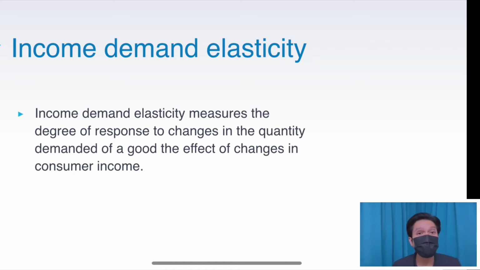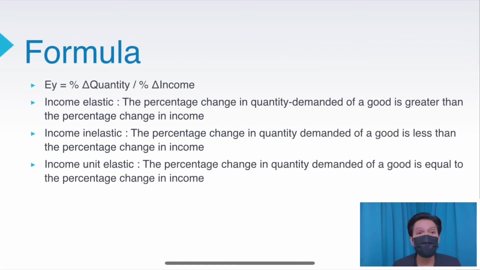So it can be calculated using the formula: percentage change in quantity demanded divided by percentage change in income. So it has three values: income elastic, income inelastic and income unit elastic. Income elastic means that the percentage change in quantity demanded of a good is greater than the percentage change in income. Income inelastic, the percentage change in quantity demanded of a good is less than the percentage change in income. And the last one is income unit elastic, the percentage change in quantity demanded of a good is equal to the percentage change in income.